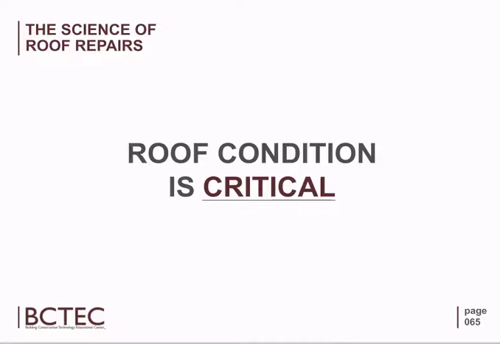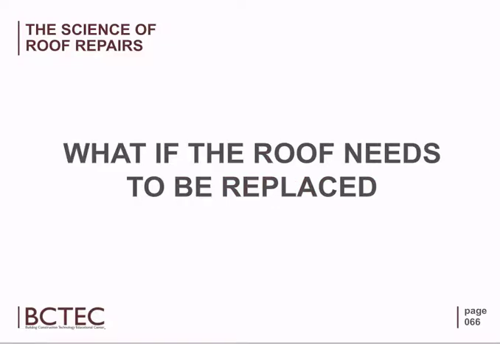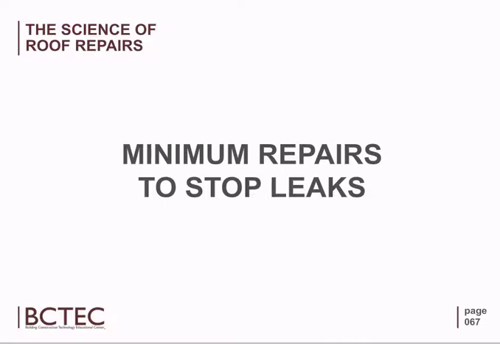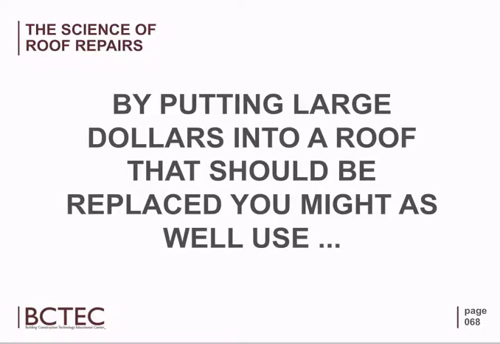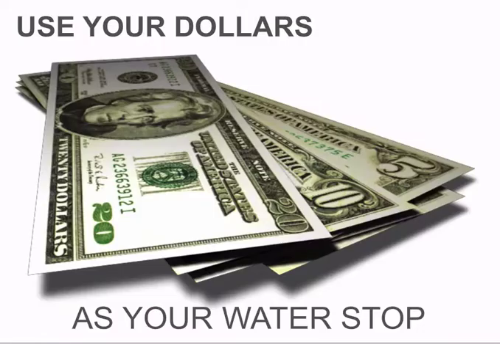So in order to determine if a strategic repair or preventative maintenance approach is the best approach, roof condition is really critical. So what if the roof needs to be replaced? We don't want to sink major dollars into these roofs. We don't want to do very strategic repairs. If that roof is at the end of its service life, we want to do minimal repairs to stop the leaks. Because if we're putting large dollars into a roof that should be replaced, Craig, we might as well be using money as that caulk. So you're putting good money after bad at that point.